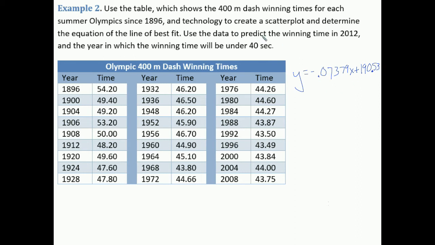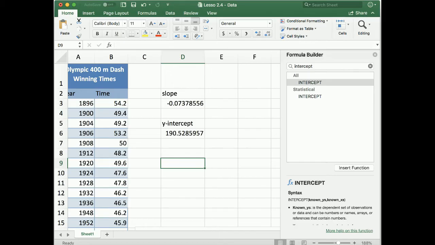It says use the data to predict the winning time in 2012 and the year in which the winning time will be under 40 seconds. So we're going to do two things here. One, I'm going to go back to Excel and just figure it out and show you something that you can do here. Now that we have this equation, we can use it as a predictor. And so I'm going to put 2012 here for right now.